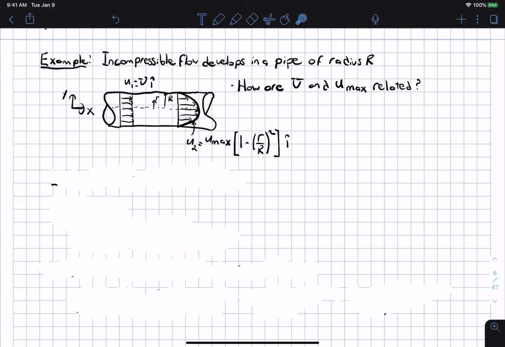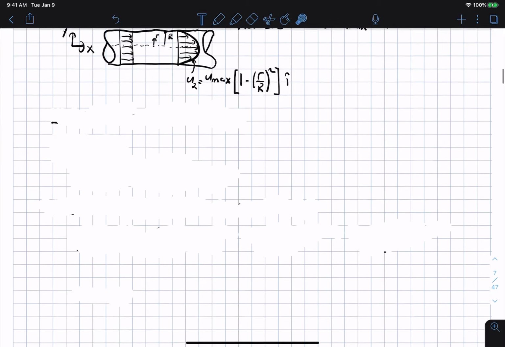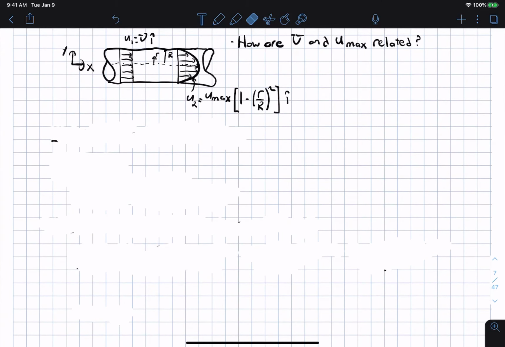Okay, and so what we are asked is, how is the magnitude of this velocity profile here related to the peak velocity downstream? Okay, so how are these two related? So that would be the givens. What we are asked to find is the relationship between cap U and U max.